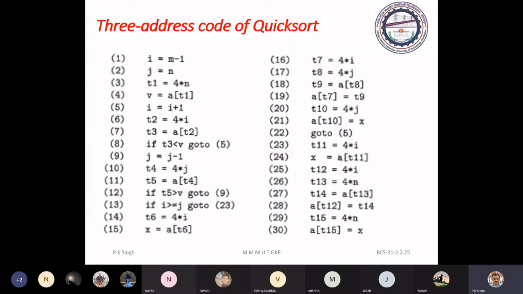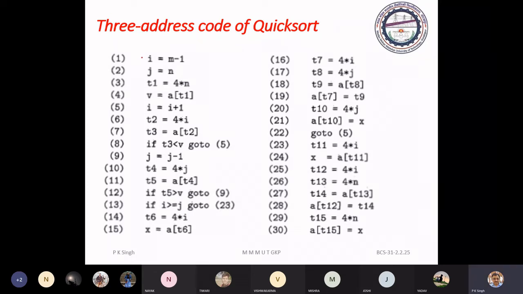Next, before optimization, we have to preserve the semantics, and for that we go for data flow and control flow analysis. So for data flow and control flow, first we have to divide the entire code into basic blocks. To divide the code into basic blocks, first we identify the leaders.